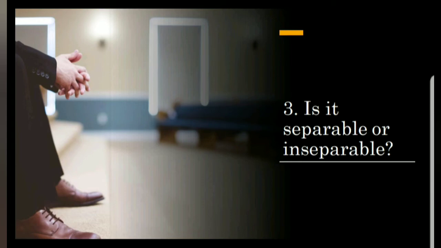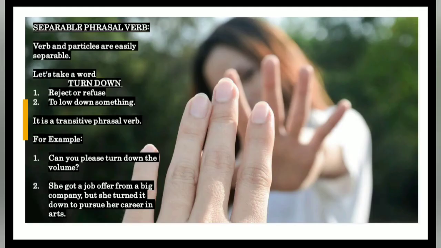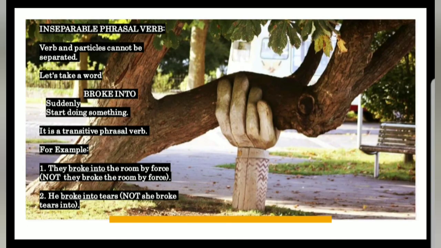Yes, it is very important to know this. In separable phrasal verbs, the verb and particle are easily separable. Let's take the phrasal verb turn down, which means to reject or refuse. The other meaning is to lower something. It is a transitive phrasal verb. For example, can you please turn down the volume? She got a job offer from a big company, but she turned it down to pursue her career in arts.